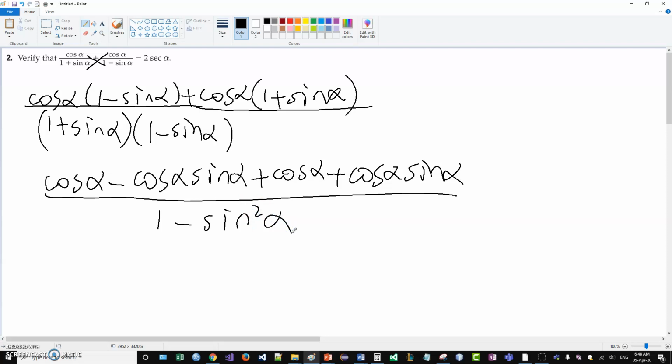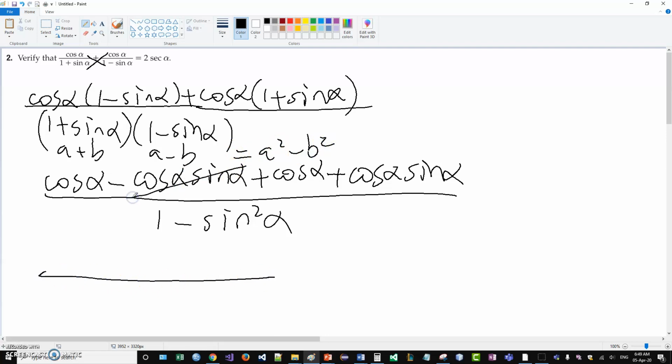This is a difference of two squares: a plus b, a minus b equals a squared minus b squared. Now let's simplify. These two cancel out. Cosine alpha plus cosine alpha is 2 cosine alpha. 1 minus sine square alpha is cosine square alpha.